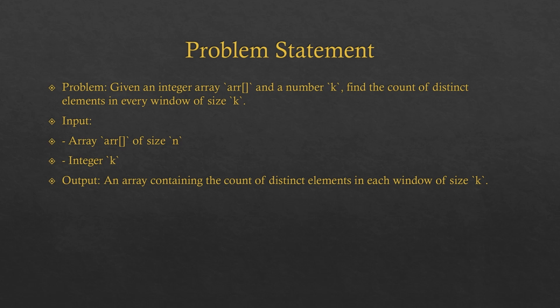Given an integer array ARR and a number k, we are asked to find the count of distinct elements in every window of size k in the array. For example, if the input is an array like 1, 2, 1, 3, 4, 2, 3 with k equals to 4, we need to determine the number of distinct elements in each of the sliding windows of size 4.